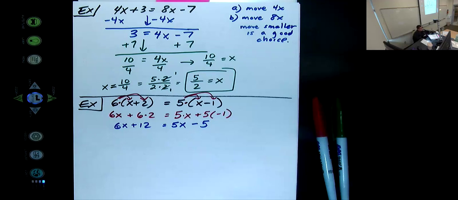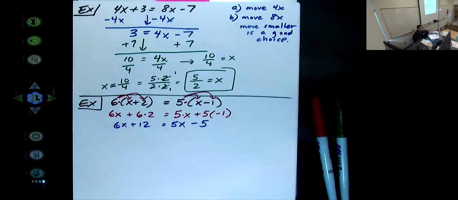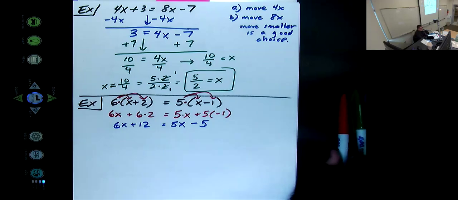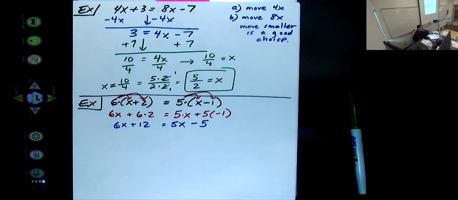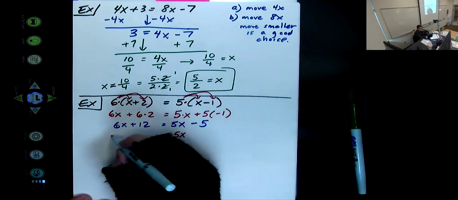Now it looks similar to our previous example. We still have x's on both sides. We've got numbers on both sides. Like before, I want to move the smaller coefficient one. 5x is smaller than 6x. So I'm going to move the 5x by subtracting it.